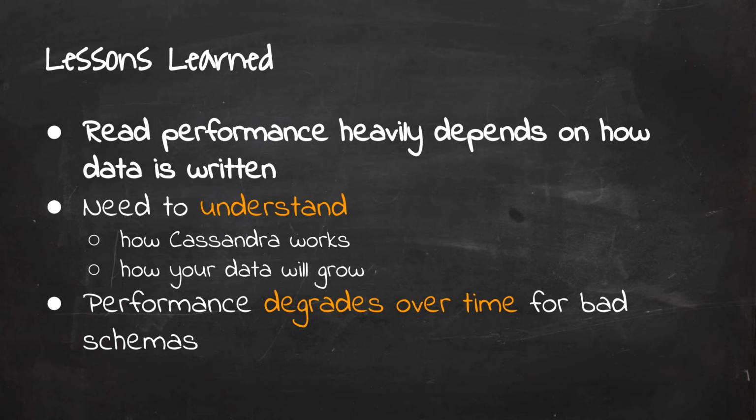So, in summary, lessons learned. Basically, the main message, as I said before, that I want you all to take away is your read performance heavily depends on how your data is written. All right, so I hope this explains that. The other thing is you need to understand how Cassandra works, how it stores its data, so recall that information about the read and write path. And you also need to understand how your data will grow.